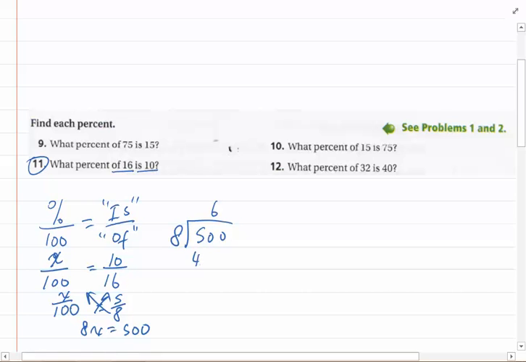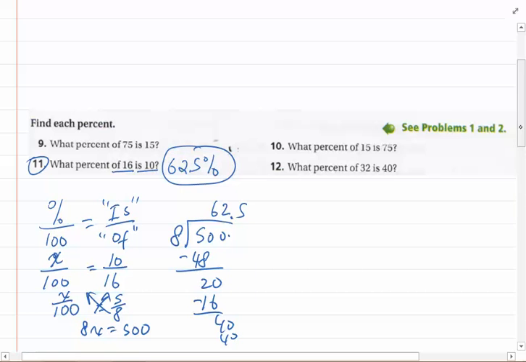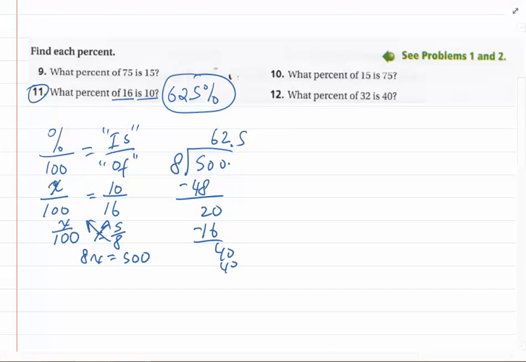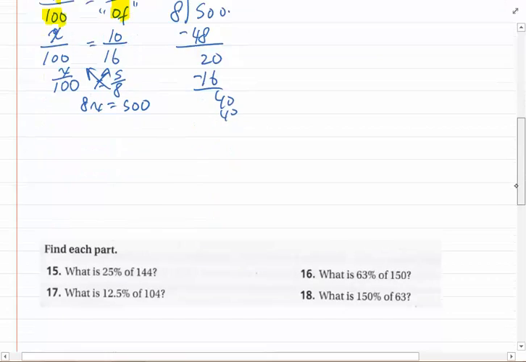8 times 6 is 48. 8 times 2 is 16. There's a point right there. 8 times 5 is 40. So your answer is going to be 62.5%. Okay, so let's move on. So just remember the formula that you use for any percent problem is percent over 100 equals is over of. Then you cross multiply and solve for the unknown variable.